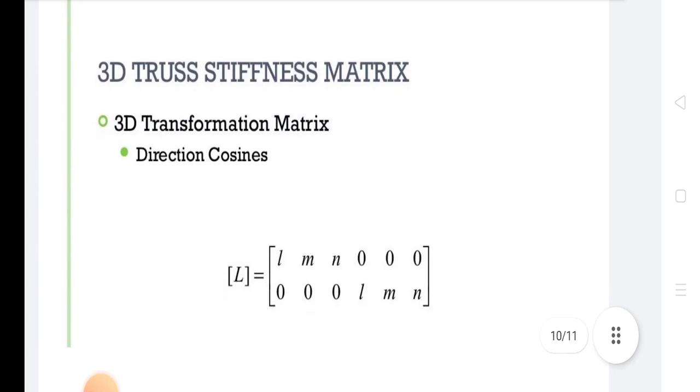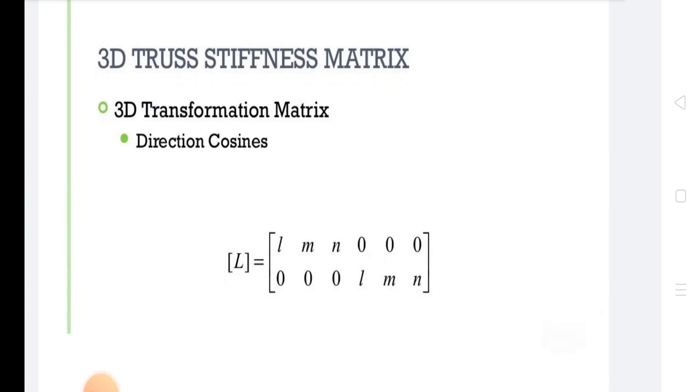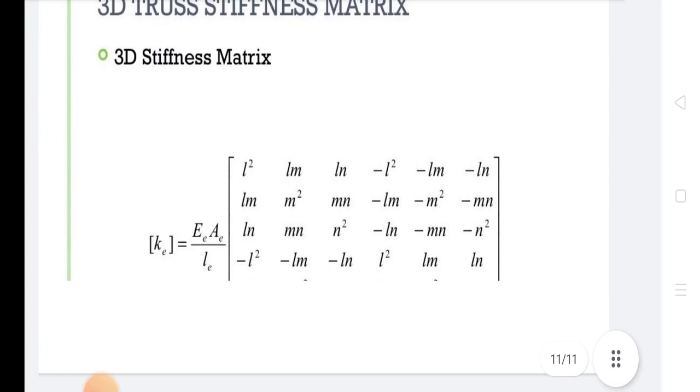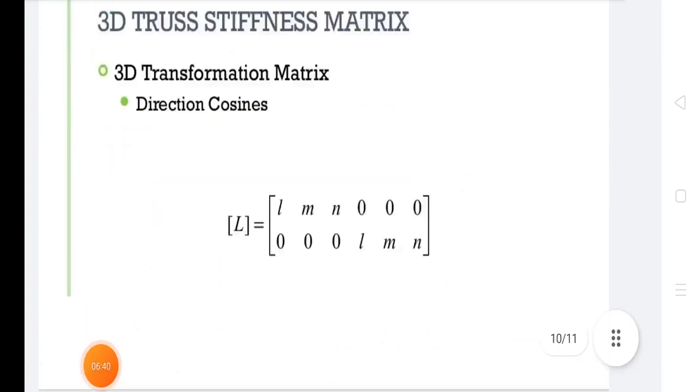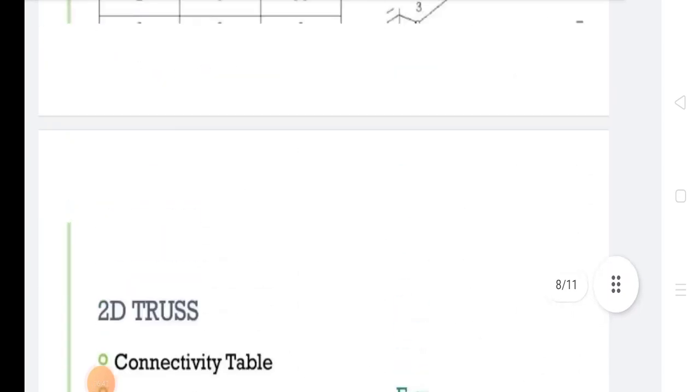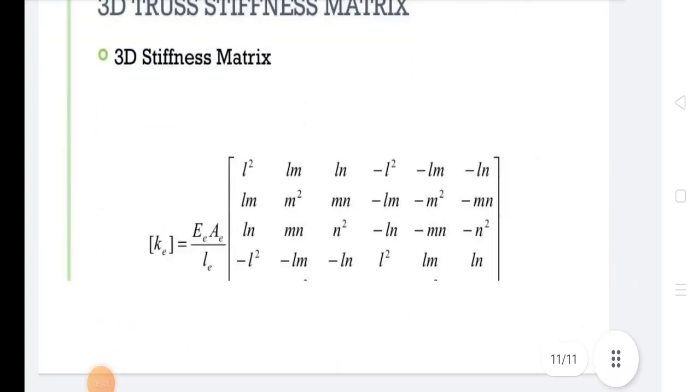This is the 3D truss stiffness matrix, with the 3D transformation matrix of direction cosines. L is equal to [l m n 0 0 0; 0 0 0 l m n]. This is the 3D stiffness matrix equation. So today we discussed all these stiffness matrix equations. Thanks to all of you.